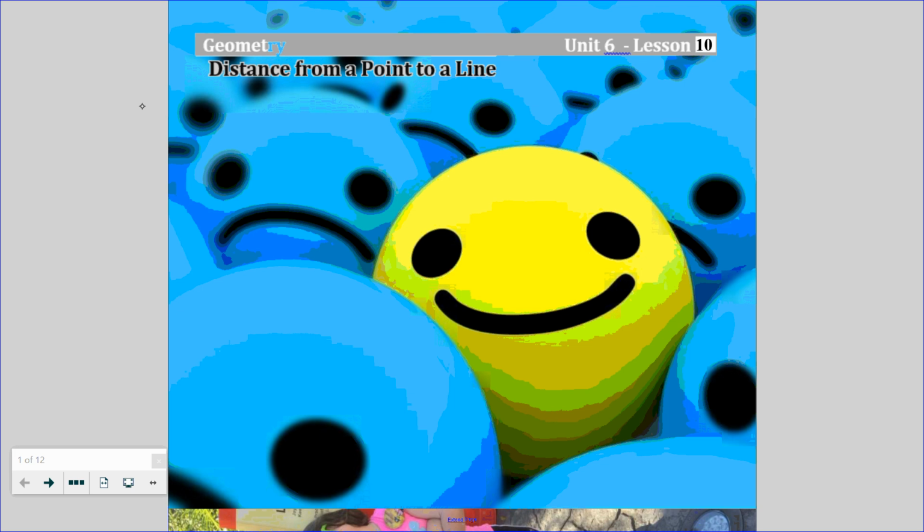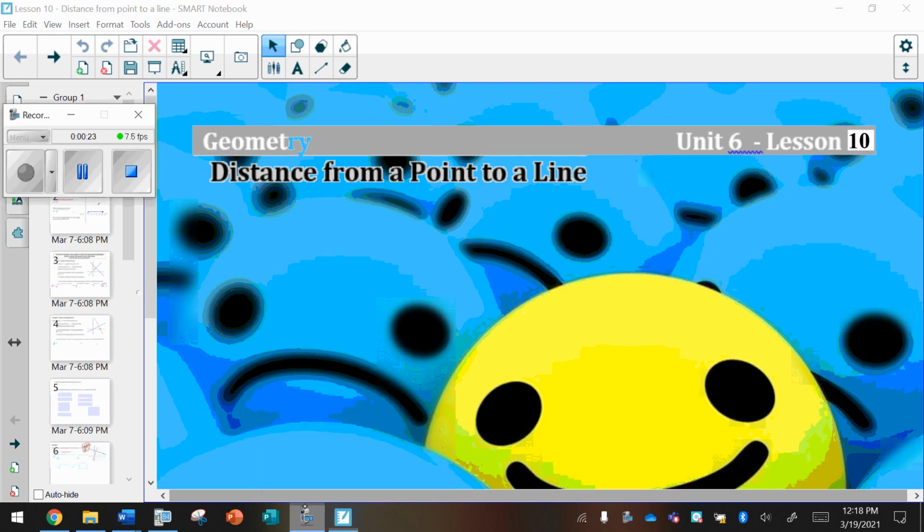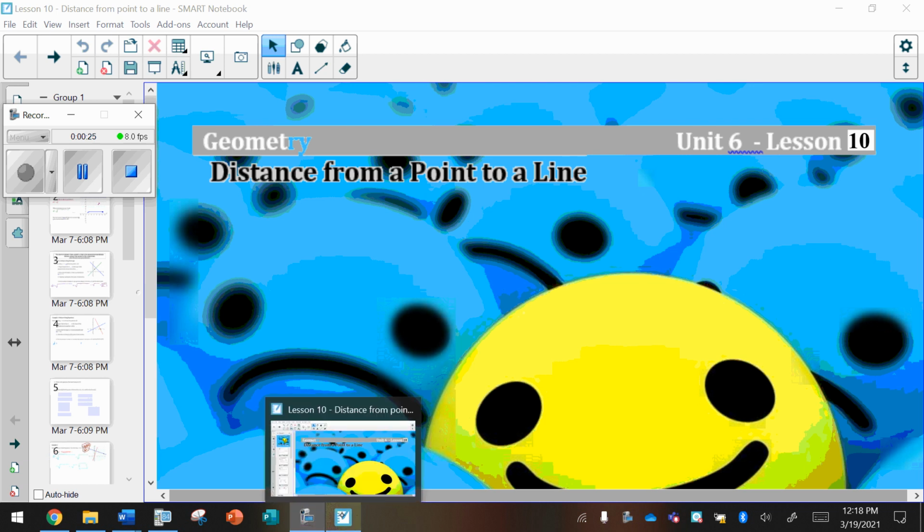Today we're going to do the distance, lesson 10, unit 6, the distance from a point to a line. Now we'll start off by doing this on a graph, and eventually we'll have to do this without a coordinate graph. So what we're going to do first, making sure this is recording. Okay, good.